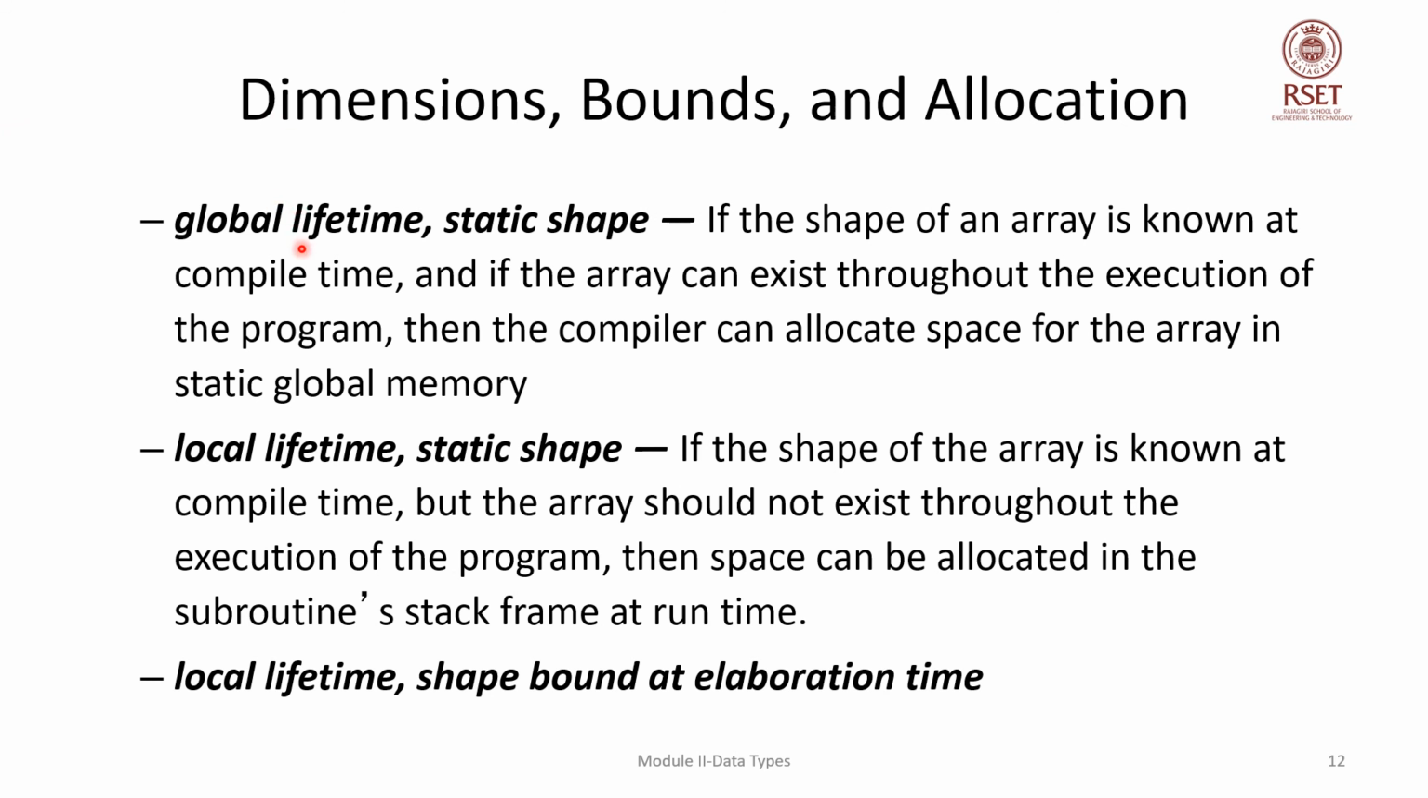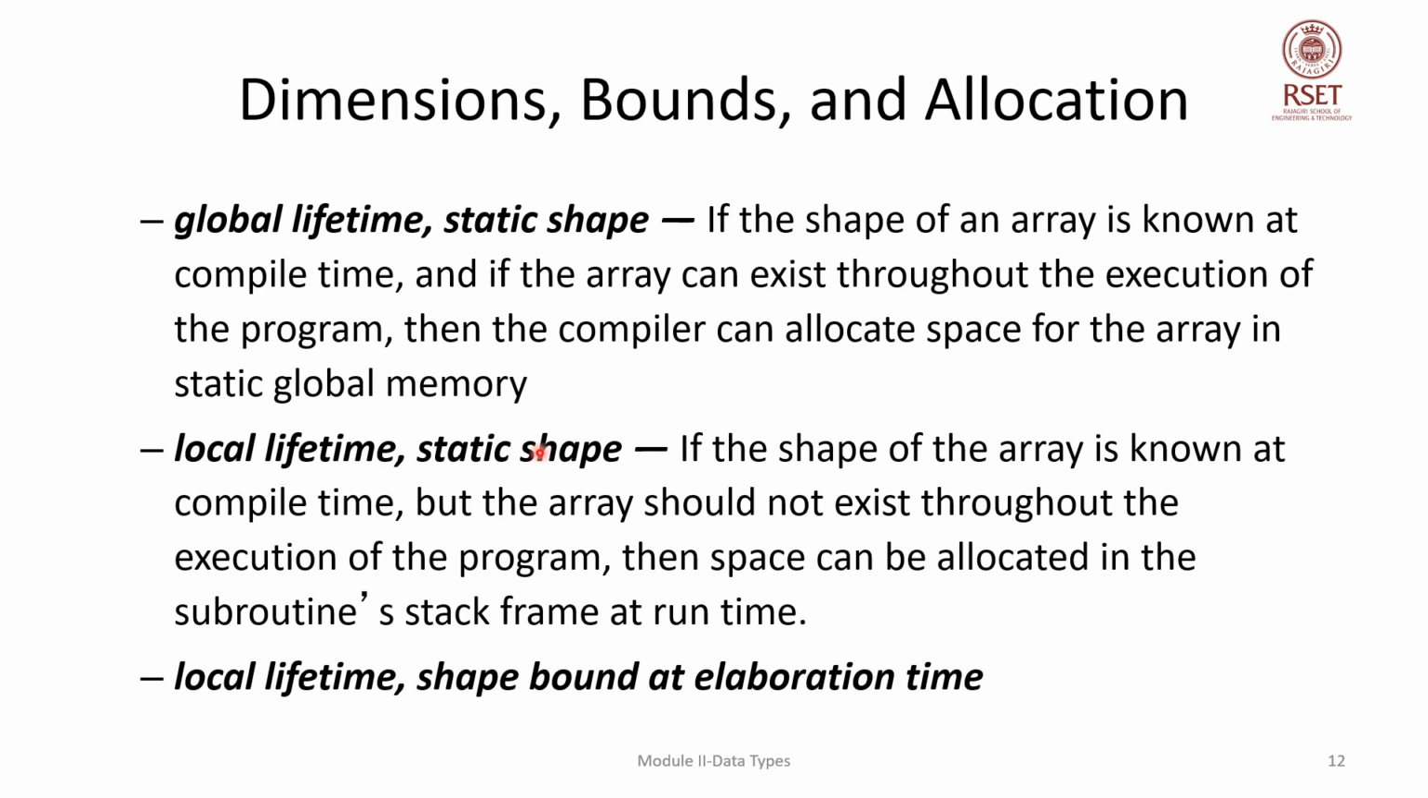Dimensions, bounds and allocations. The first one is global lifetime and static shape. From the name itself, it is understood that the shape of the array is static, meaning it is known at compile time. And if the array can exist throughout the program, then the compiler can allocate space for the array at compile time in the static global memory.